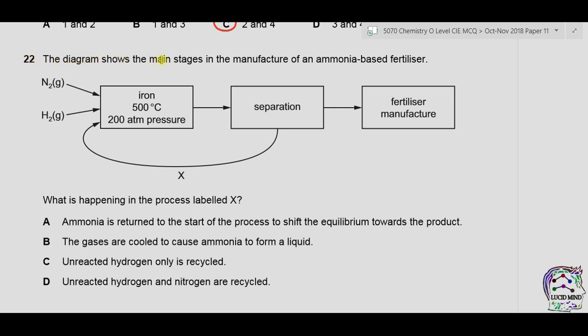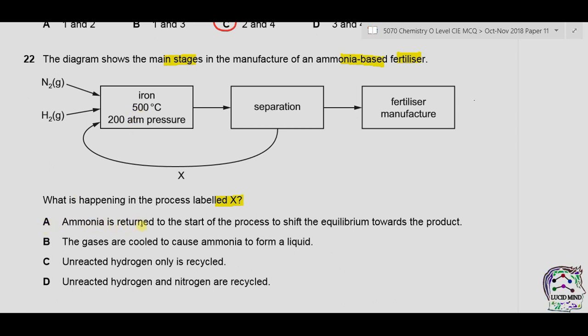Question 22. The diagram shows the main stages in the manufacture of an ammonia-based fertilizer. What is happening in the process labeled X? Now nitrogen and hydrogen is reacting together in the presence of iron, 500 degrees centigrade and 200 atmosphere pressure. Then it forms ammonia and separation takes place. Ammonia is condensed in the form of liquid and unreacted gases are then put back into the reaction chamber. Let's look at the options.